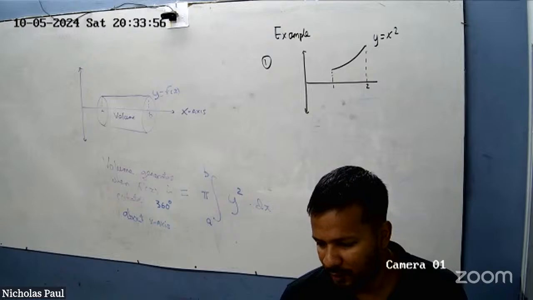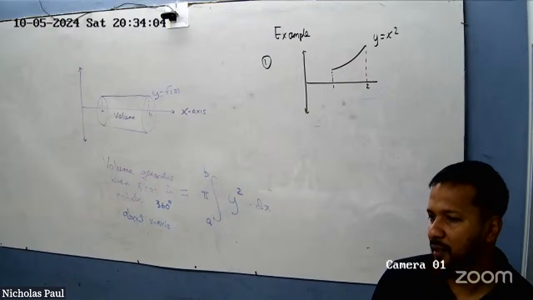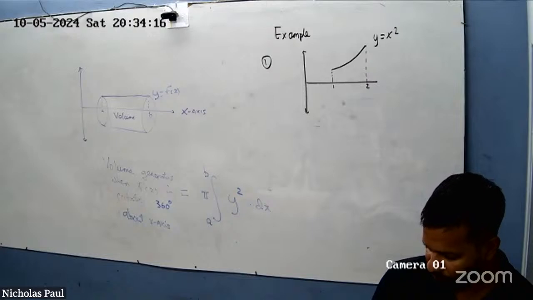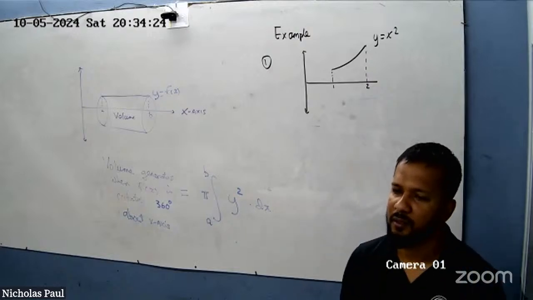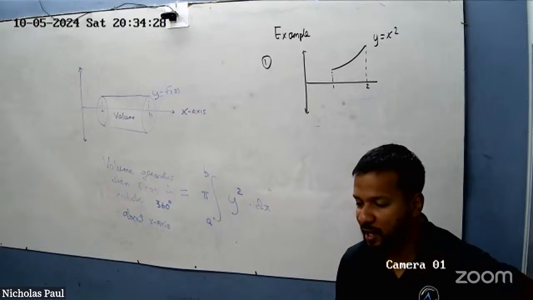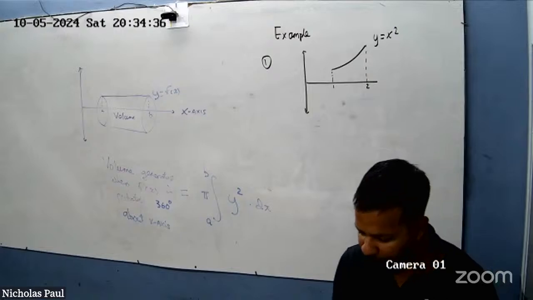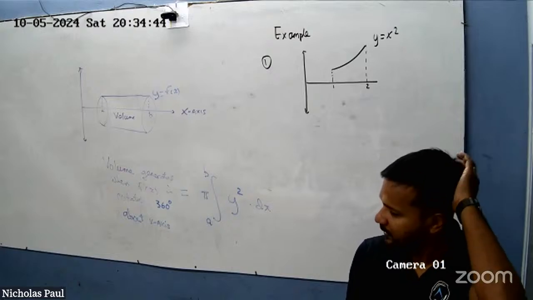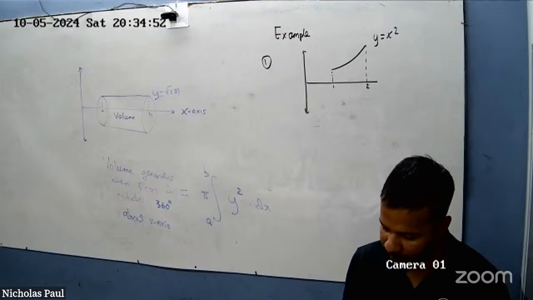and x is equal to 2 is rotated through 360 degrees about the x-axis. Find the volume generated.